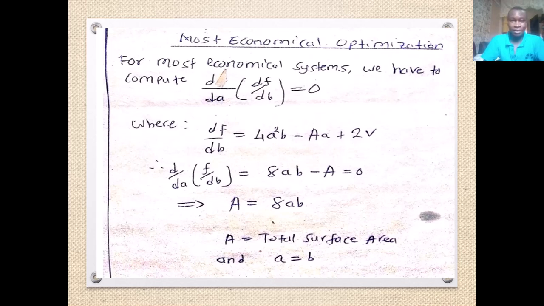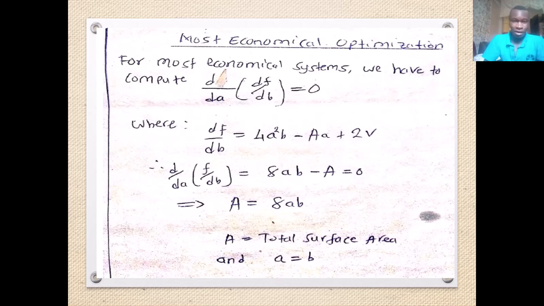partial derivative of f with respect to b. You're going to differentiate it again with respect to a. That's what we mean by the derivative of f with respect to b is equal to 0.